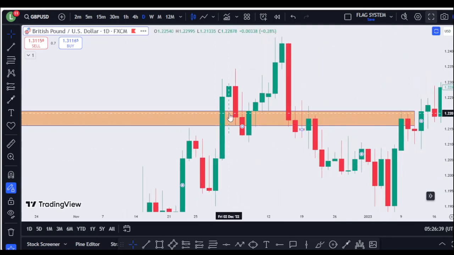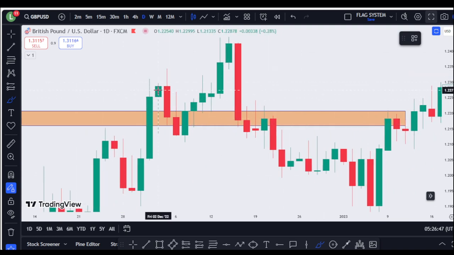Now can you see this evening star? Formation of evening star. We have a bullish candlestick. The middle candlestick can be any color. It can be bullish, it can be bearish. You understand? But the most important one is the first candlestick must be bullish. The middle one can either be bullish or bearish. But the other most important one, it is compulsory, the third one must be bearish, right? If you are using this evening star.